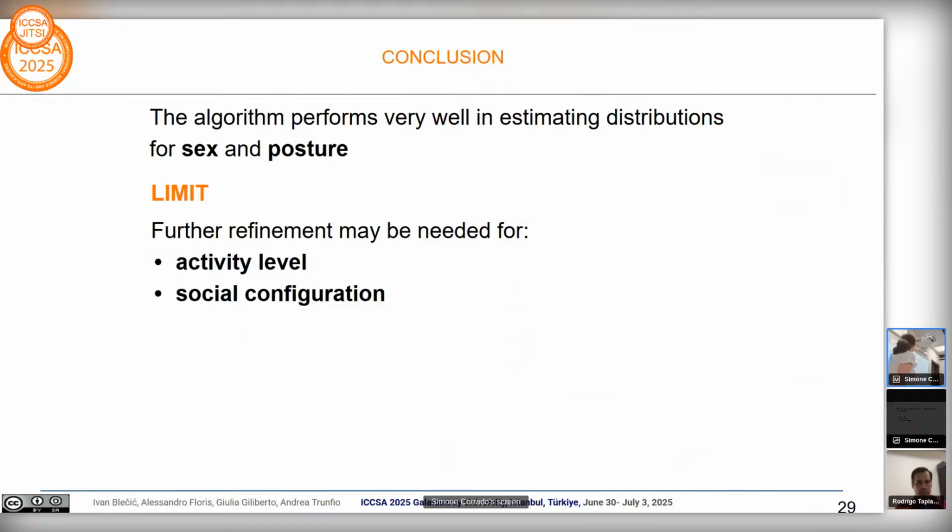For example, activity level indicates the movement of people. It's difficult to recognize. And for social configuration, there are some problems. For example, if you can see just the head and feet of people, but not the entire body, the algorithm recognizes more than one individual.